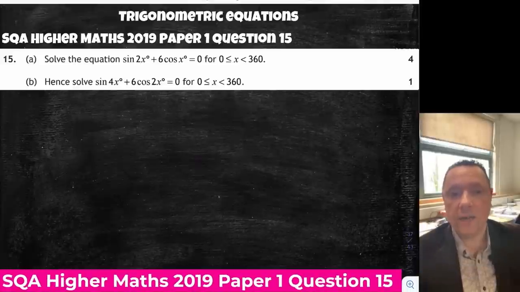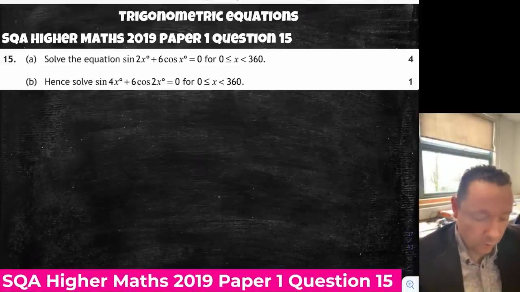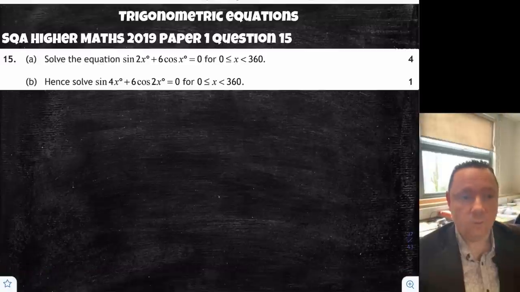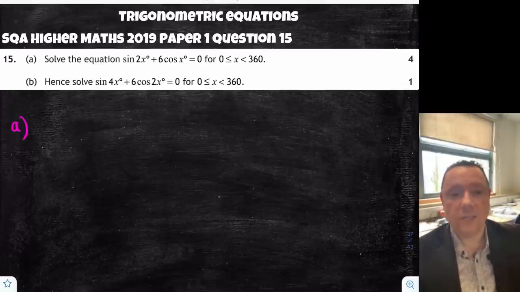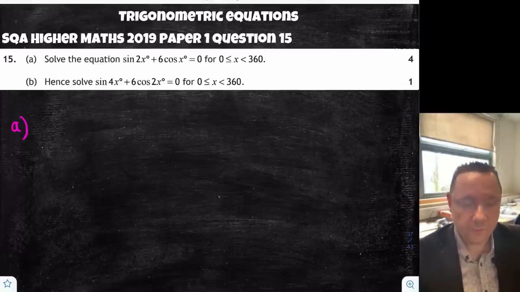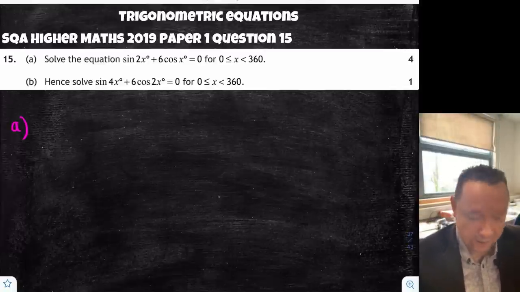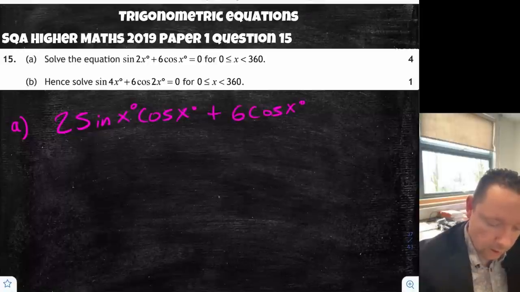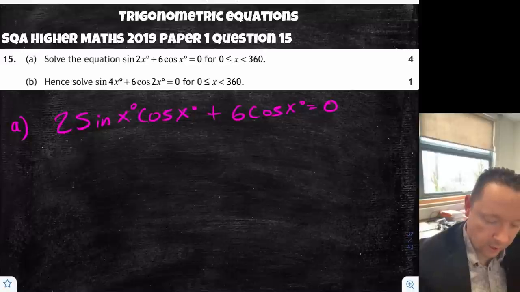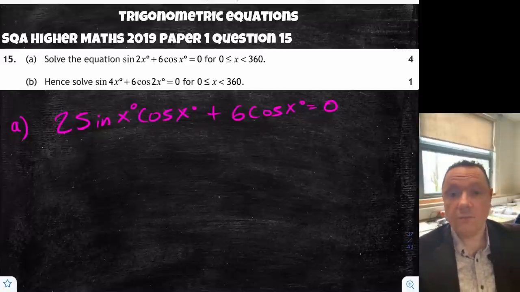Trigonometric equations, SQA Higher Maths 2019, paper 1, question 15. Solve the equation sine 2x plus 6 cos x equals 0. And then solve a new equation for part B. So for part A, sine 2x plus 6 cos x, a sine and a cos, they're different from each other. So I'll expand the sine 2x to give me 2 sine x cos x. And this time we're working in degrees, plus 6 cos x equals 0. So although we've got a sine and a cos, there is a common factor, so I can factorise.